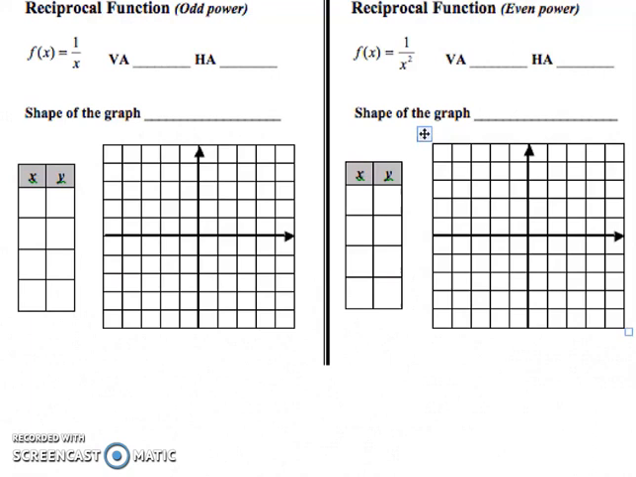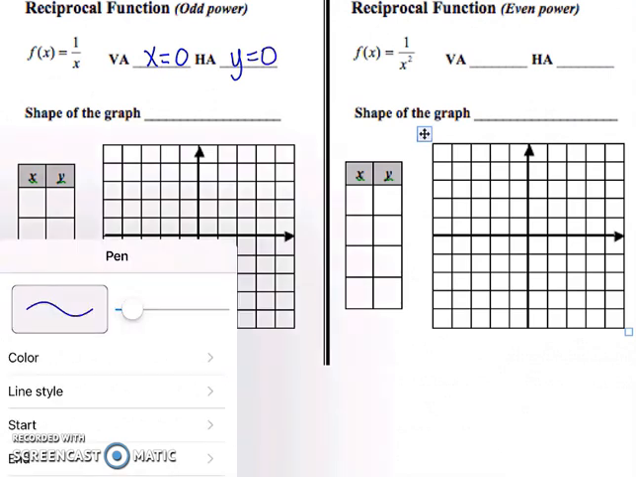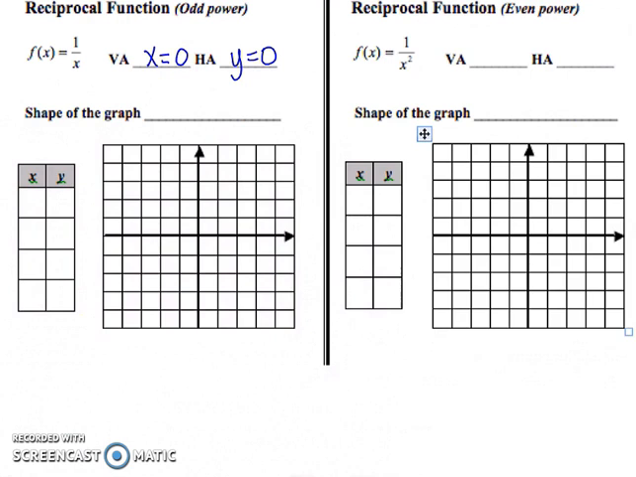Okay, our reciprocal functions, we can have either odd powers or even powers with these. If you have an odd power, meaning we have 1 over x to the first power, these are going to contain asymptotes. We're going to have a vertical asymptote at x equals 0, and we're going to have a horizontal asymptote at y equals 0. And as the semester goes on, we will be learning more about why we have those particular asymptotes. But for right now, I'm going to graph those asymptotes here with some yellow lines.